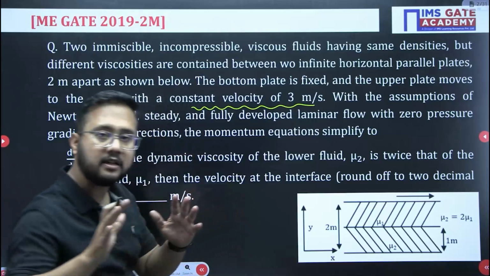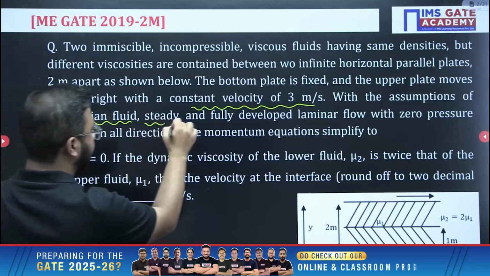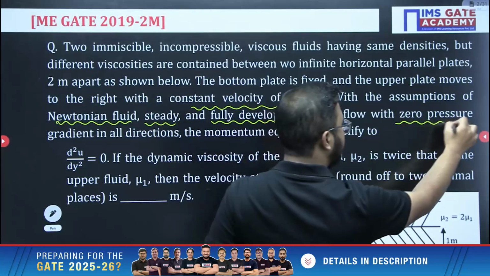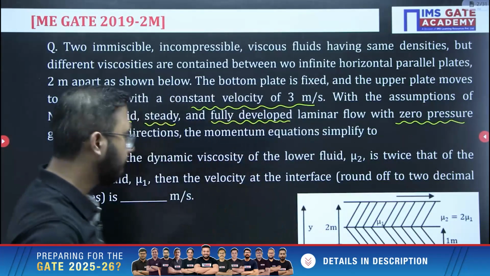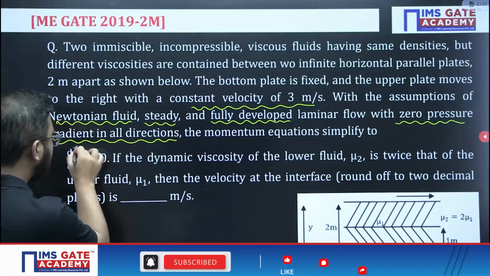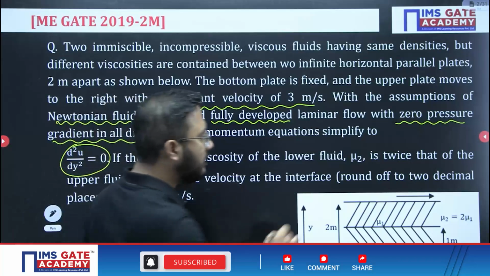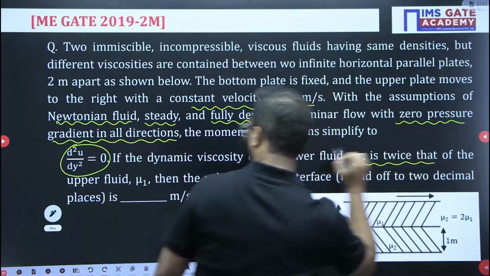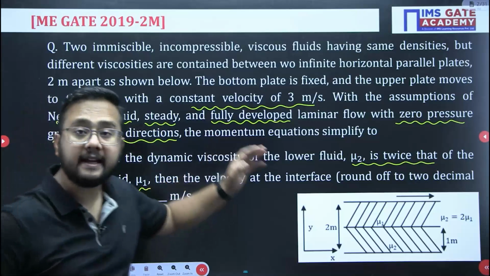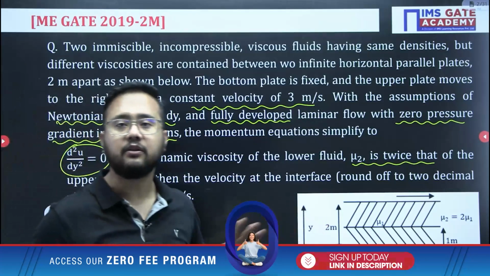There are some assumptions they have taken: Newtonian fluid, steady flow, fully developed laminar flow with zero pressure gradient in all the directions. Okay, so the momentum equation simplifies to this one. Mu2 value is twice that of mu1. Then the velocity at the interface, rounded off to 1 decimal place, is what we need to find.